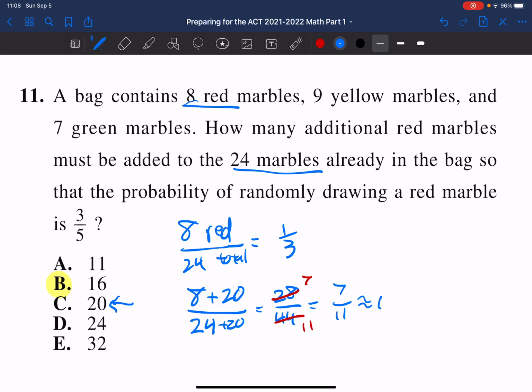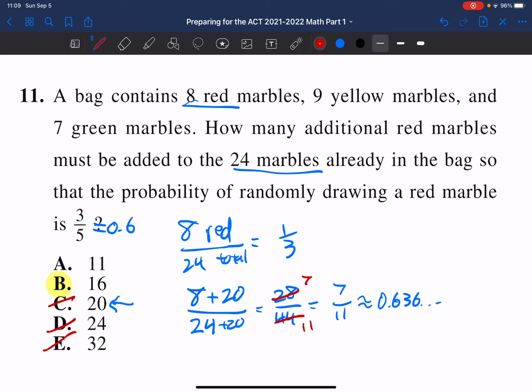So a decimal approximation is 0.636363, and so on. Now what's 3/5? Well, 3/5 is 0.6. So this tells us that letter C is too big. So we can cross off letter C, letter D, and letter E.